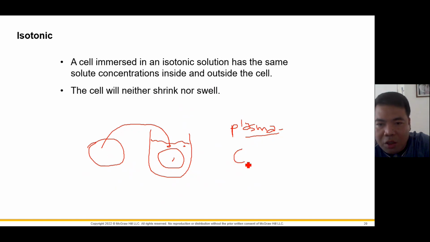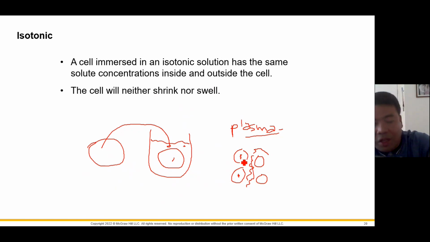And that is where your red blood cells are suspended. This is your red blood cells. And the liquid portion of the blood is where the red blood cells are suspended. Now, the tonicity or the concentration of the plasma is the same as the concentration of the inside of the red blood cells. And that is the reason why your red blood cells do not shrink nor swell while it is floating or flowing inside our plasma.